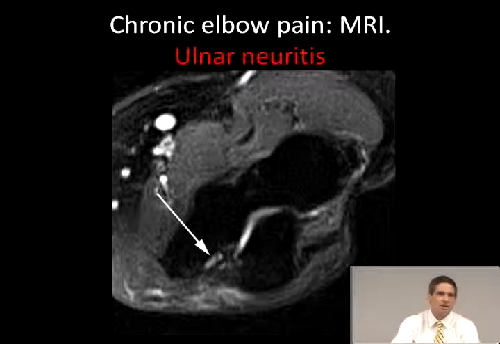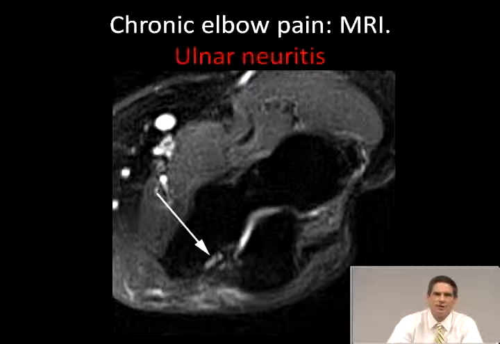What other kinds of chronic elbow pain causes are there? Well, there's ulnar neuritis. It's usually a clinical diagnosis. This is a 50-year-old woman with cubital tunnel syndrome. The axial T2-weighted image demonstrates increased signal at the location of the ulnar nerve.